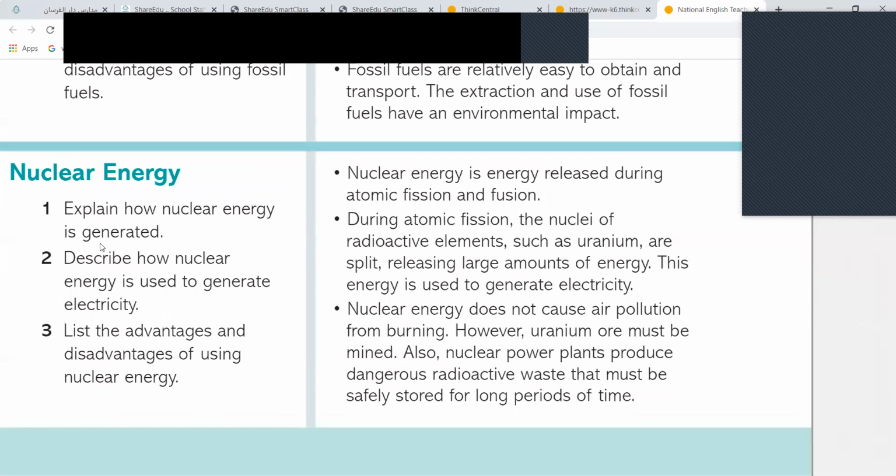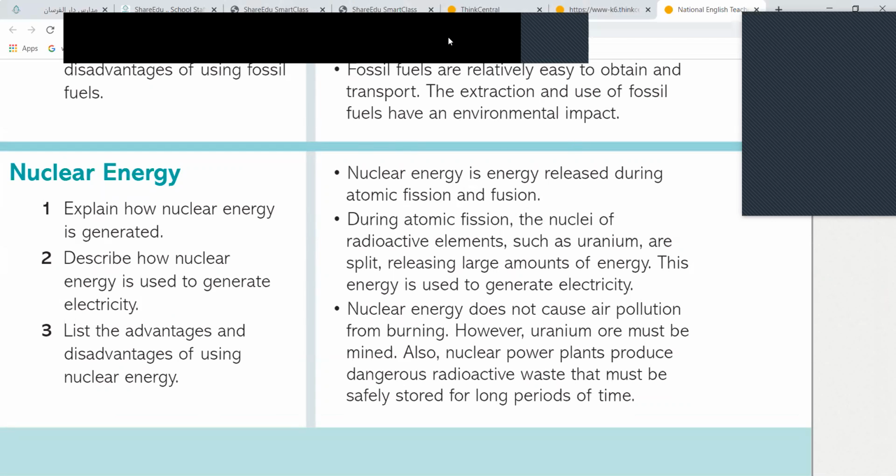How nuclear energy is generated. Nuclear energy is energy released during atomic fission and fusion. Yesterday I told you, usually fusion is not there. Fission, we are following this. The nucleus, every atom has a nucleus.